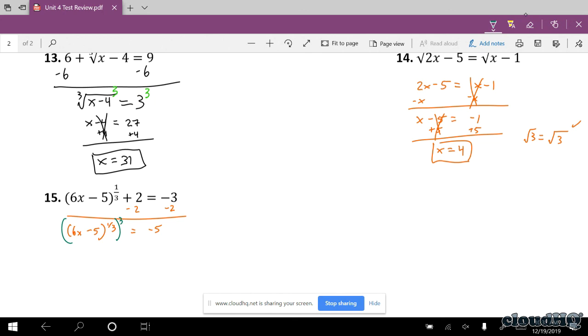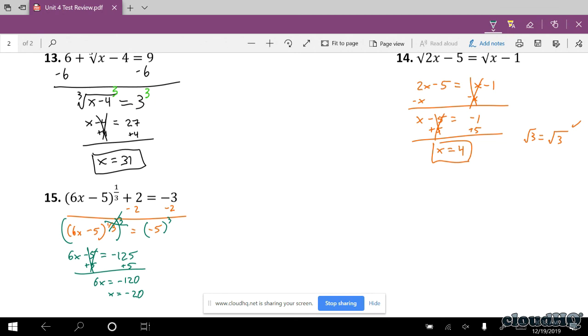If it's a fraction, you can think of it as the reciprocal, really. So you take it to the third, because you would multiply those exponents. 1/3 times 3 becomes 1. They cancel each other out. Negative 5 to the third is negative 125. Now solve that. So we get negative 20.